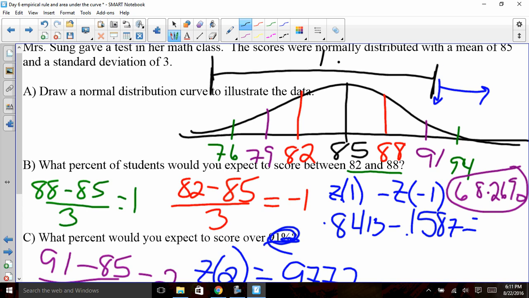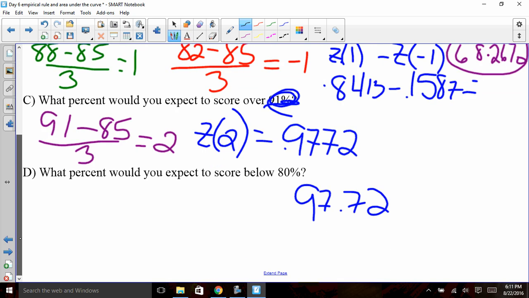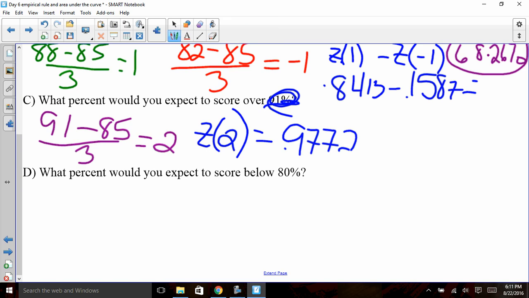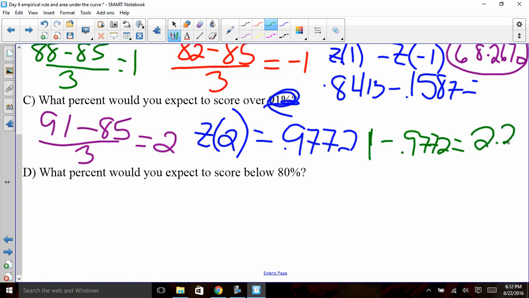So I have this right now that I just calculated. Do I want all that? No, I want this stuff over here. Well, if you think about it, our distributions are 100% roughly. So what I'm going to do with that 0.9772 is I'm going to take 1 minus that. Because remember, 100% as a decimal is just 1. It gives me 0.0228, which gives me 2.28%.